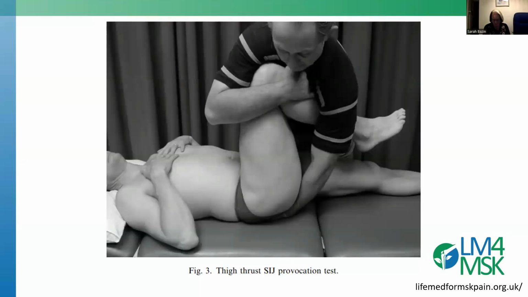The other one is the thigh thrust. Keep one hand underneath the buttock, the other hand cradling the patient's knee and thigh, and then you push down on the thigh, and if pain is reproduced at the sacroiliac joint, then we can assume that the pain is coming from the sacroiliac joint.